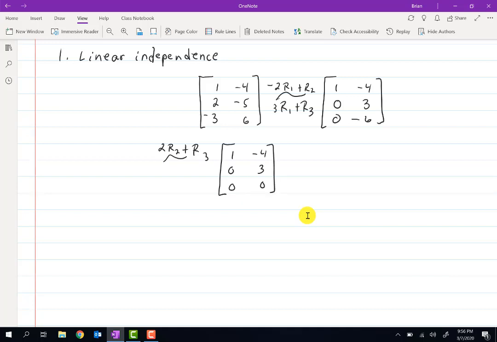You don't have to go any farther than this. I can see we have 2 pivot columns. Here's my first pivot for column 1, and there's my pivot for column 2. So 2 pivot columns implies linear independence. Now what about spanning?